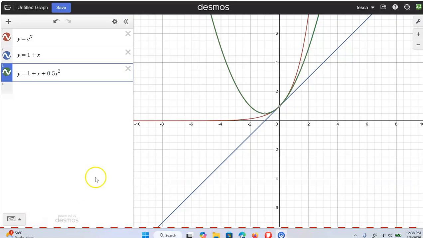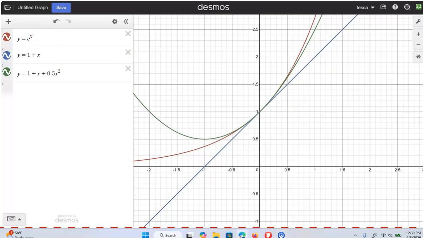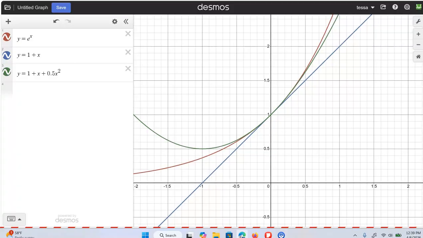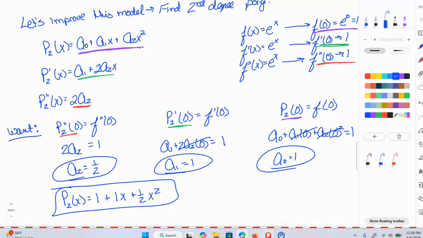So let's look on Desmos. If I graph that quadratic we came up with on top of that linear function and that exponential function, you can see how that quadratic is modeling that exponential function a lot better than that linear function was. I'm going to take the linear function off, and you can see how it's doing a better job. But we could even do better if we did a fourth order polynomial. Let's do that one just for fun.